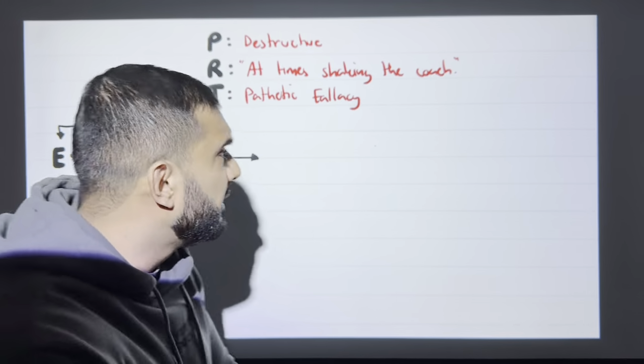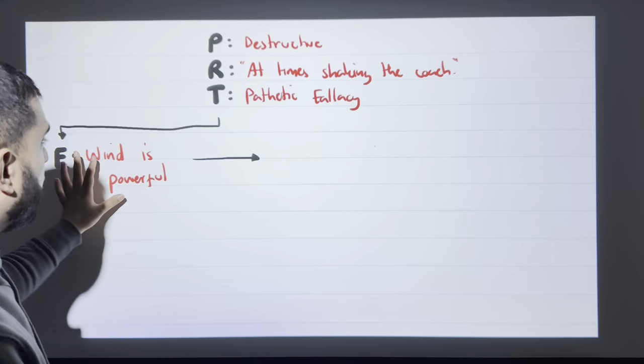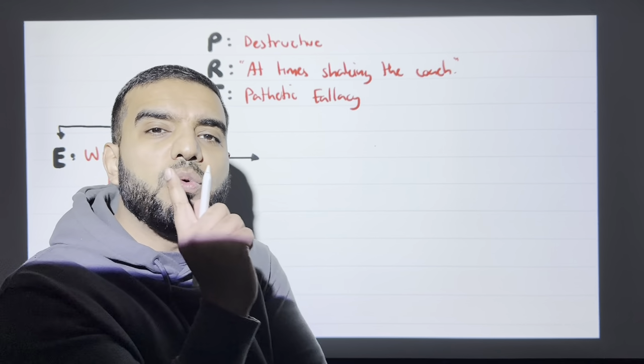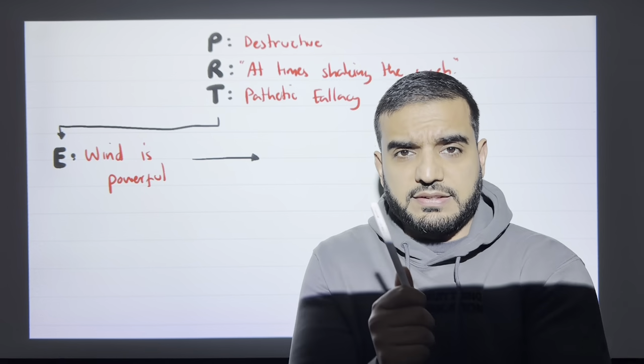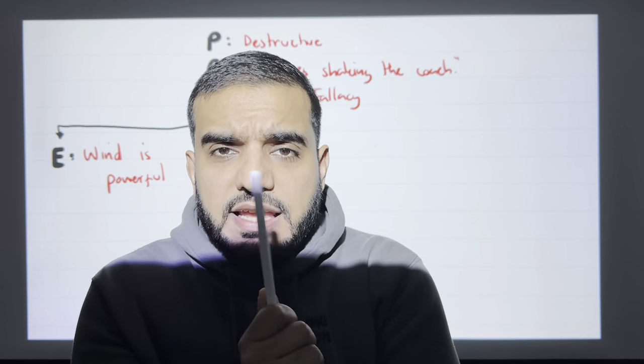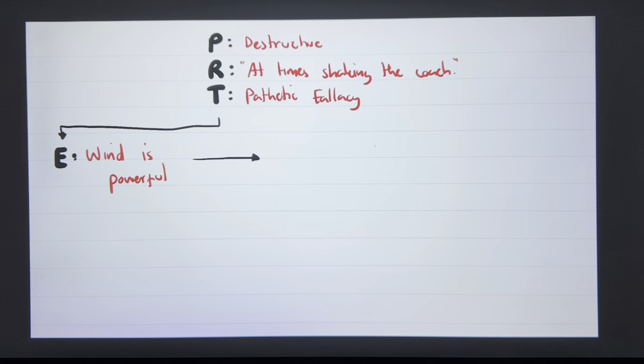So our first effect is that the fact that the weather is able to shake the coach, we can see that the weather is powerful. And then I want you to think about the following question. What is the effect of this? What is the effect of your first effect? So I said that the weather is powerful, in particular the wind. So because the wind is powerful, what's the effect of that? What does that do? For example, we can say that this creates fear for the other passengers.